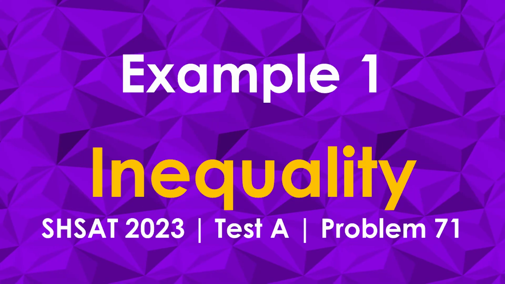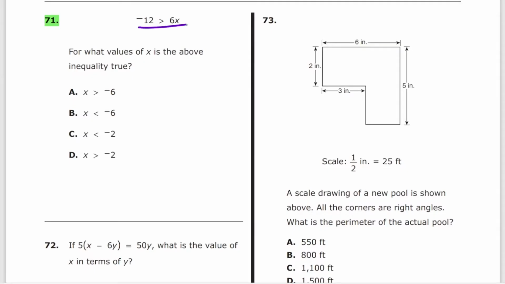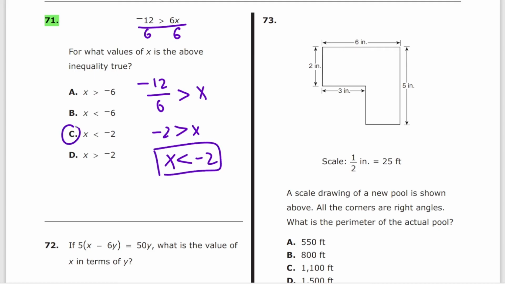SHSAT. The first one is very easy, problem 71 from test A. You get this inequality. So if you divide both sides by 6, you get negative 12 over 6 greater than essentially x, because 6x over 6 turns into x. So minus 2 is greater than x, or x is less than minus 2. That is your answer, which is C.